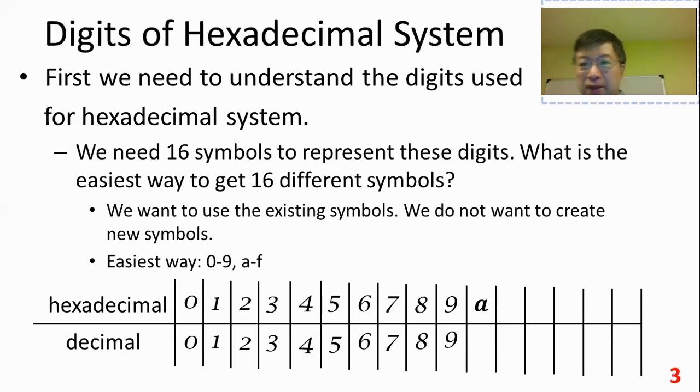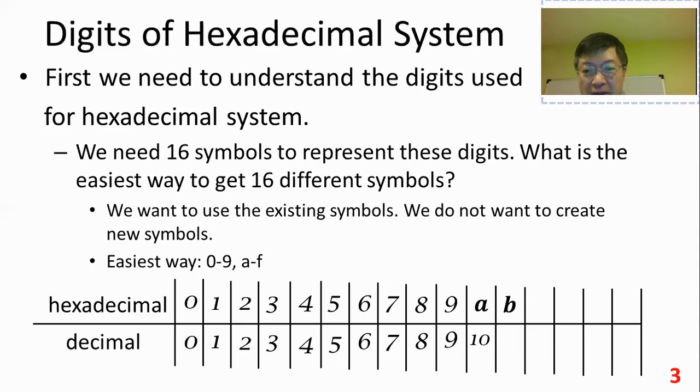The first one, A, corresponds to decimal number 10. Because for decimal number 10, we need to use 2 digits, right? But in hexadecimal, just 1 digit. A is 1 digit, 1 symbol. We don't want to use 2 digits. So here, that's the difference.